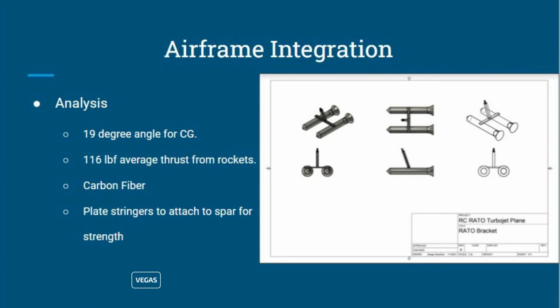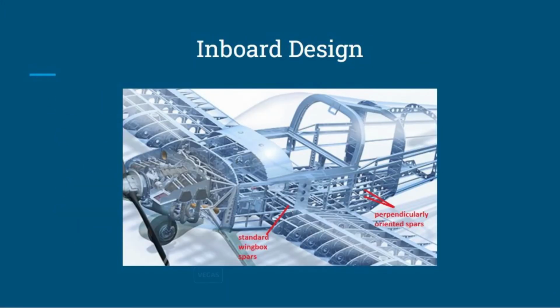For bracket analysis, the rockets are angled at 19 degrees so the thrust vector adds through the CG of the aircraft. The 2 rockets designed give an average thrust of 116 pounds and are attached to the carbon fiber bracket. For strength, plate stringers are attached internally to the spar to assist in load distribution and structural stability of the aircraft, which assisted in the design of the inboard fuselage and wing structure.